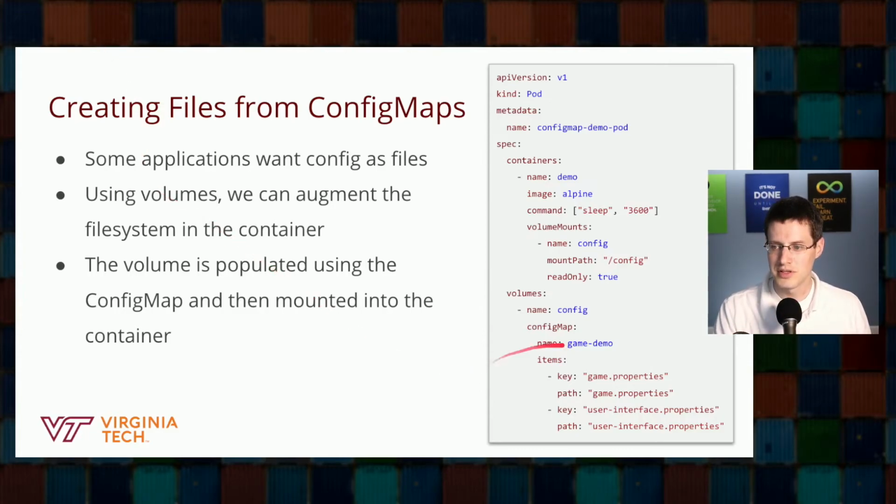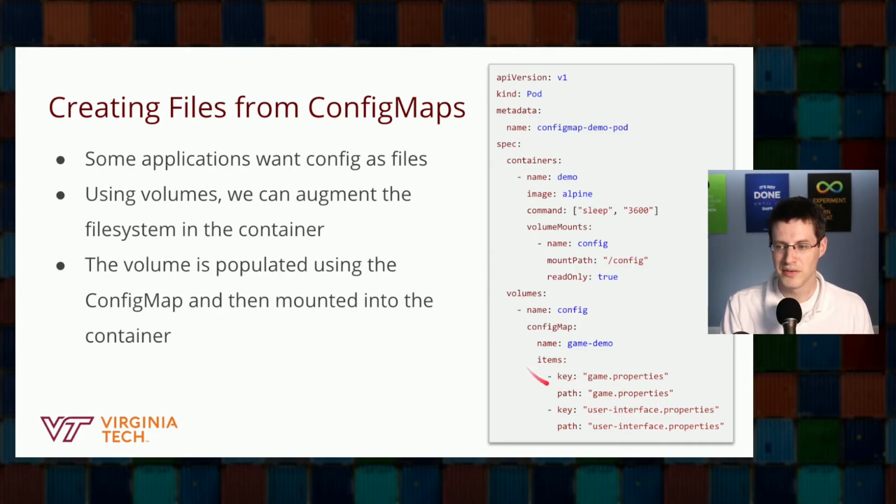So in this case, what I'm doing is I'm creating a volume named config, which is going to be populated by a config map. Okay, so again, you can almost think of this volume like a USB drive. Okay, I'm going to create a USB drive here, and in that USB drive, I'm going to put a file named game.properties, in which the contents of that file comes from the key game.properties in the config map. Okay, and same thing for this other file. So in my little USB drive, I'm going to create a file named user interface.properties in which the contents of that file come from this key in the config map.